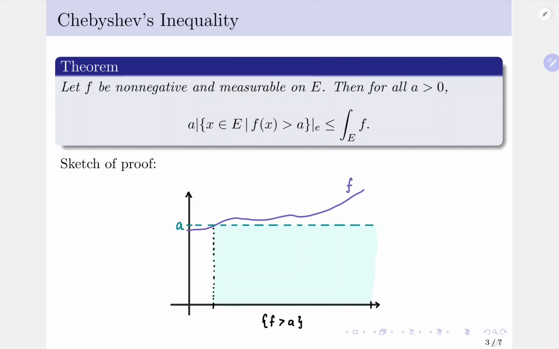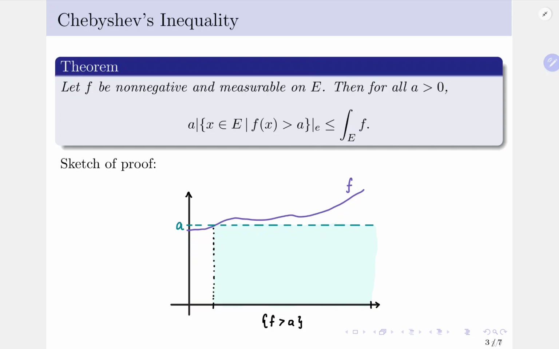Okay, so we'll first look into the definition of the Chebyshev inequality. The theorem is as below: let f be non-negative and measurable on E, where E is a measurable set. Then for all a larger than 0, we can write the following inequality. And a sketch of the proof is as follows.